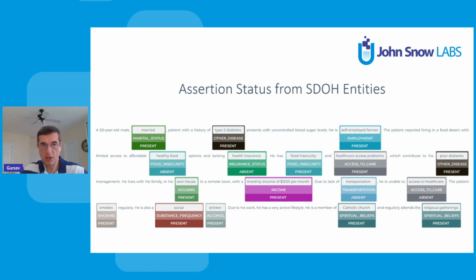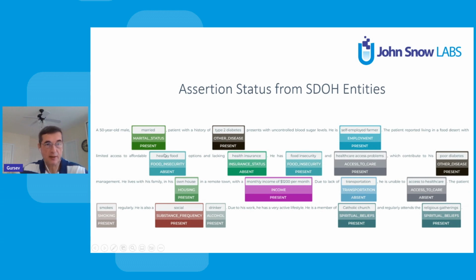These assertion models are quite important, because in some cases, if you just use the NER model, you will extract all the entities. But as you can see, some of them are not present. So this is another good example. Health insurance, the NER model said insurance status, okay, but it's absent because there is the word lacking here.